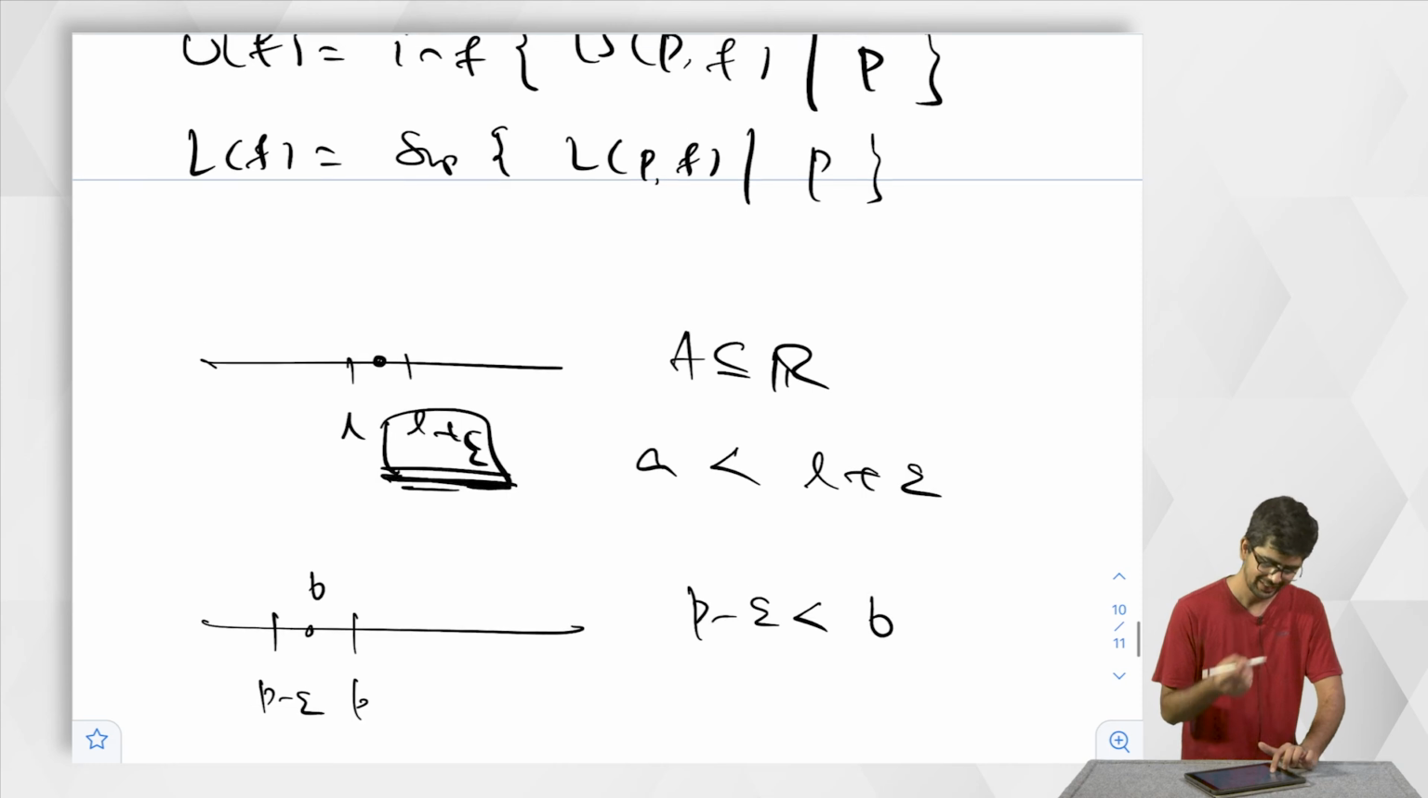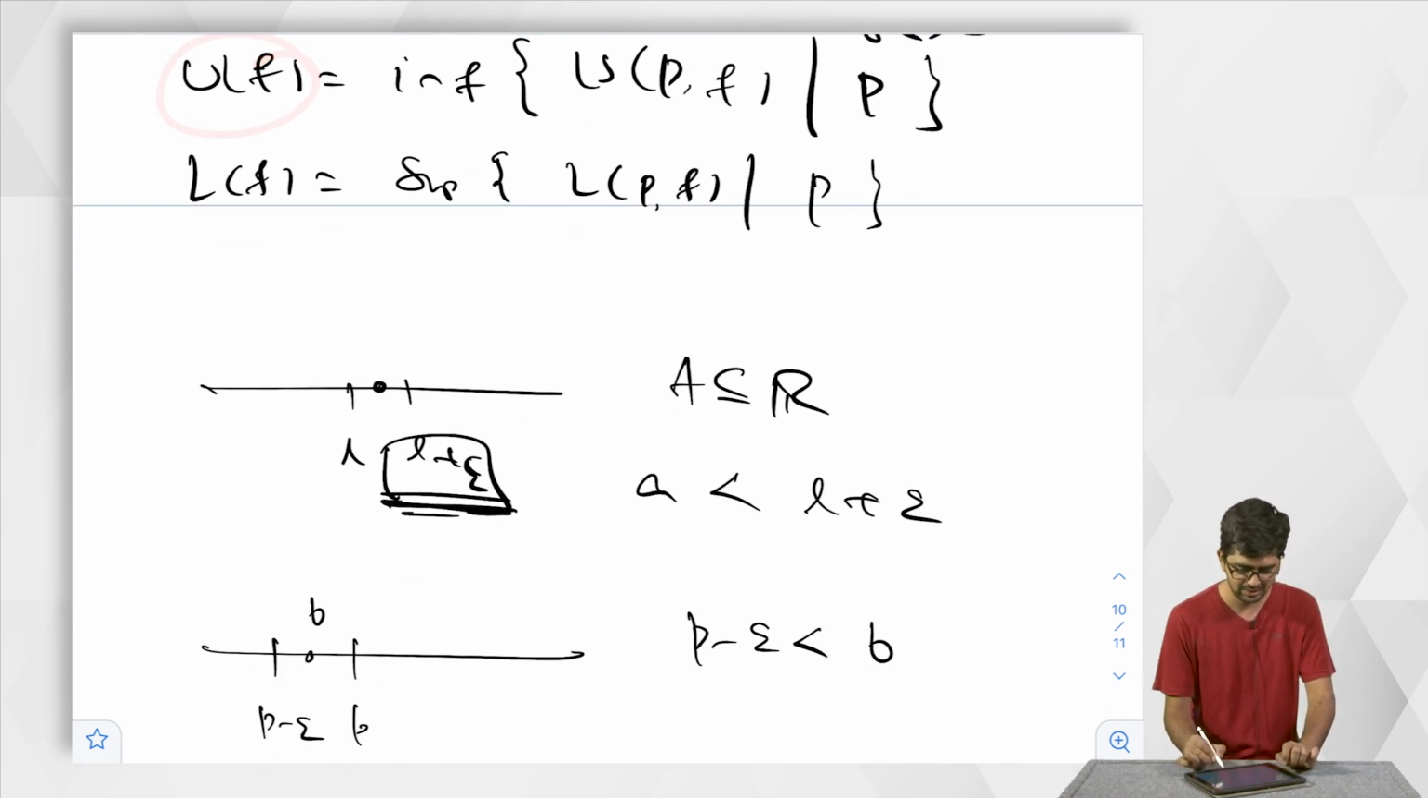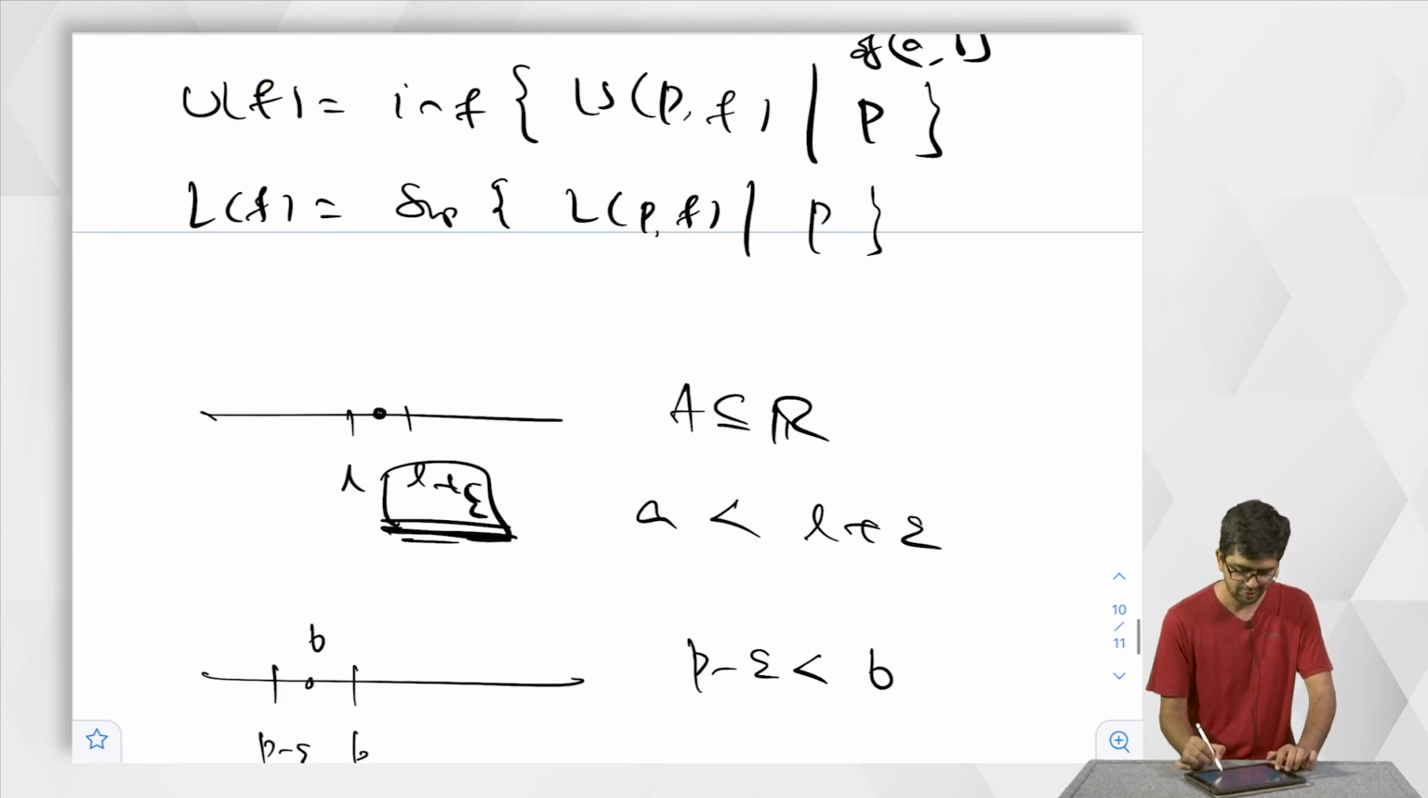So now what do we do? Let us take epsilon positive and look at Uf. This is for the infimum, so Uf plus epsilon.